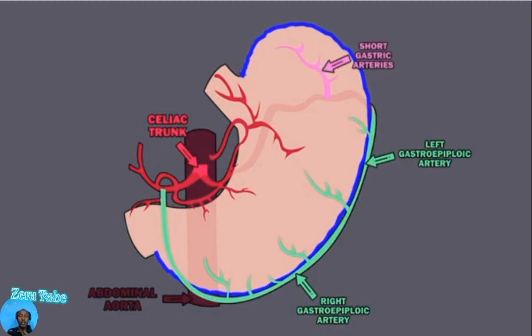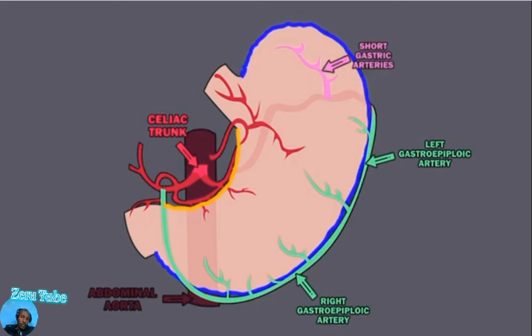So the greater curvature has two arteries. The short gastric artery, which is a branch of the splenic artery, gives blood to the fundus and some parts of the cardiac area.